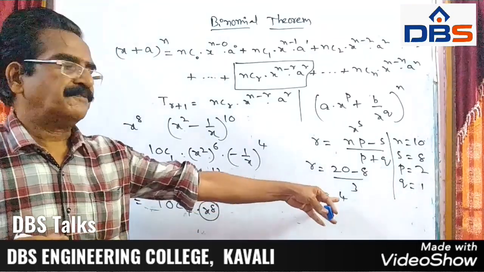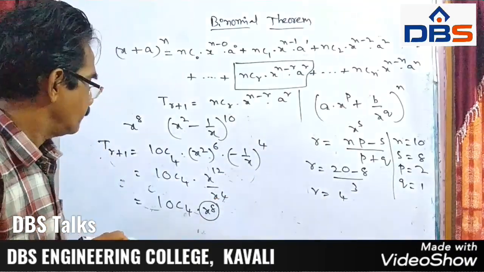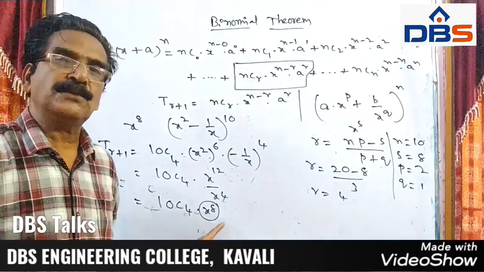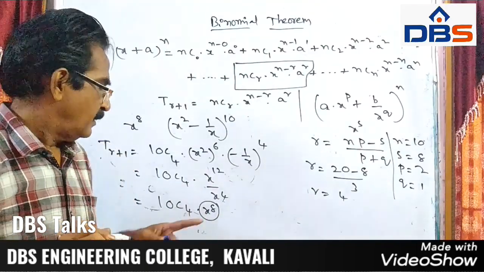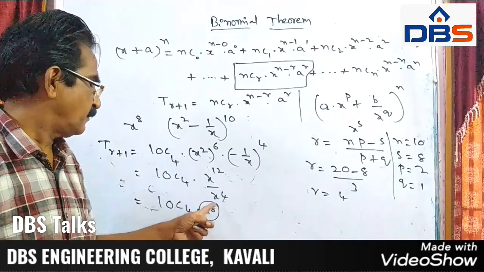Okay, friends. The fifth term is the term that contains x power 8. What is that fifth term? 10c4 into x power 8, and the coefficient of x power 8 is equal to 10c4.